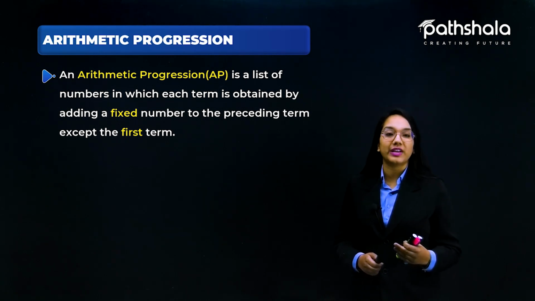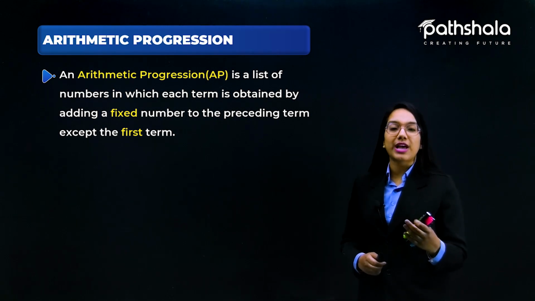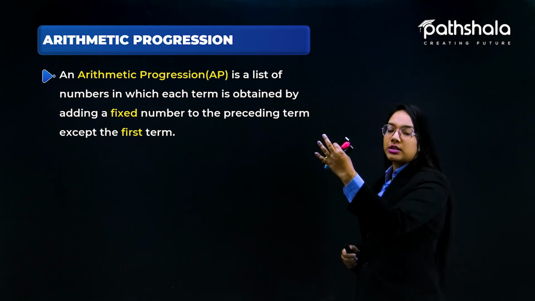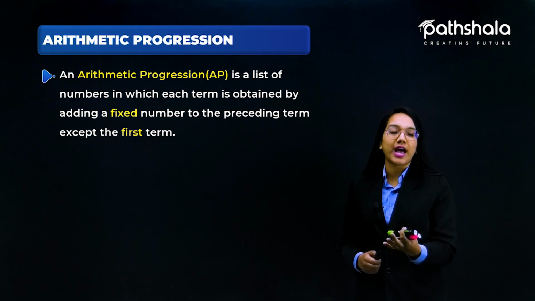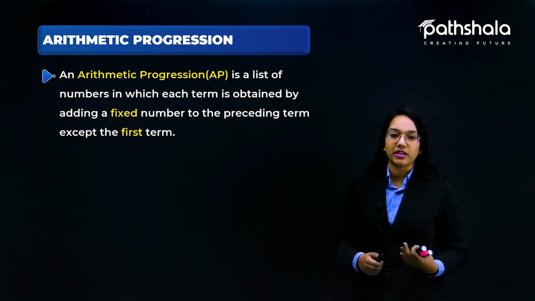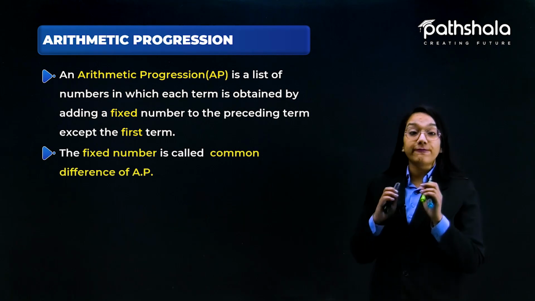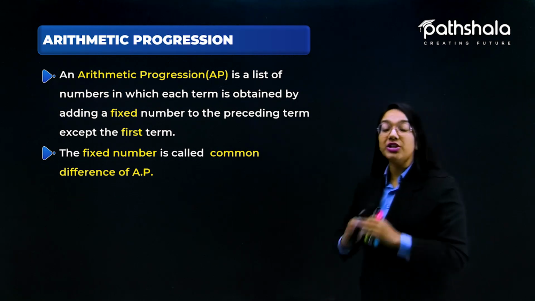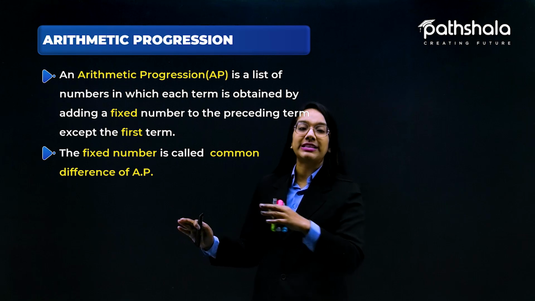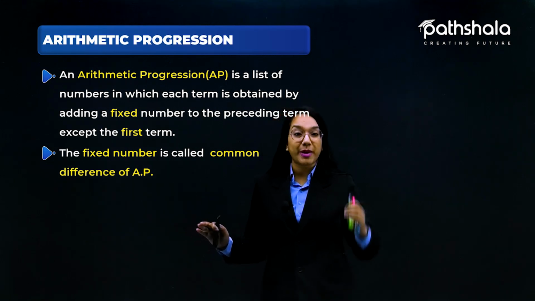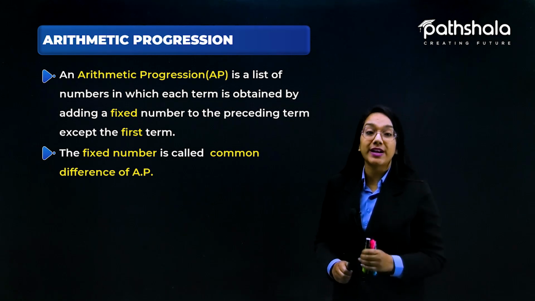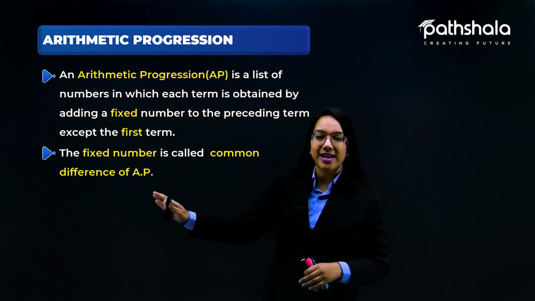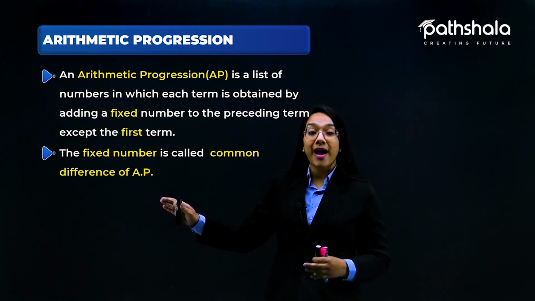Reena's salary was nothing but an arithmetic progression, because the numbers follow this pattern: the succeeding term was obtained by adding a fixed number to the preceding term. That fixed number that we add to the preceding term is called the common difference of an arithmetic progression. Always remember, arithmetic progression in short can be written as A.P.